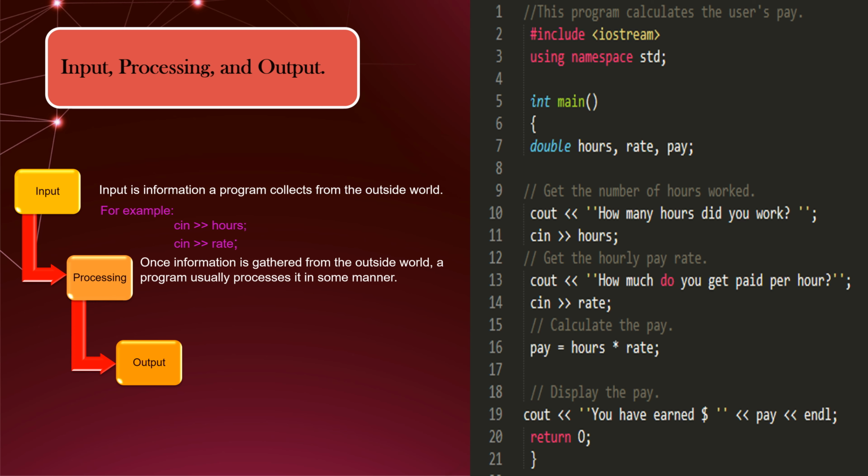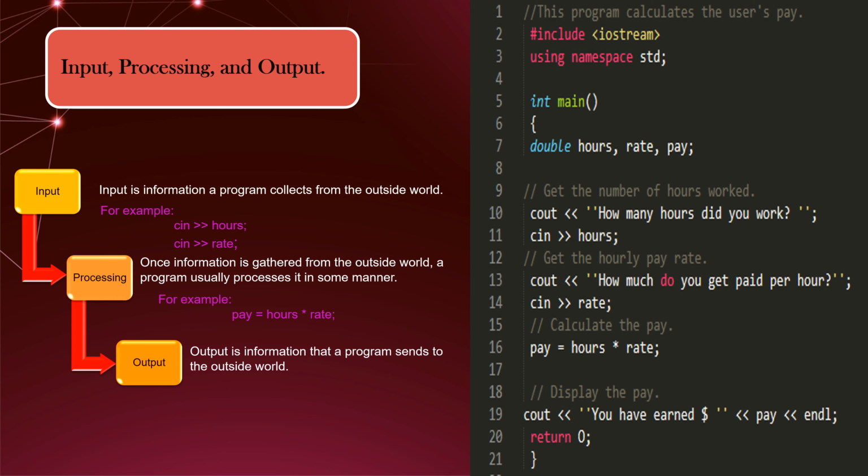Once information is gathered from the outside world, a program usually processes it in some manner. For example, in this program, the hours worked and the hourly pay rate are multiplied in line 18 to produce the value assigned to the variable pay. For example, pay is equal to hours multiplied by rate.